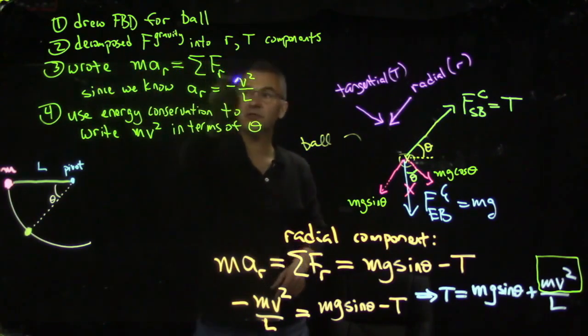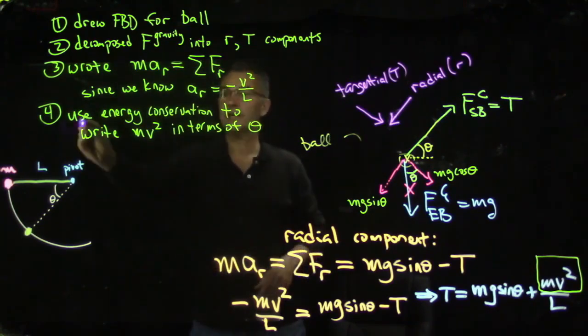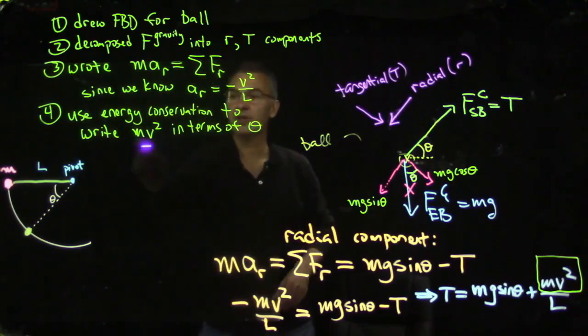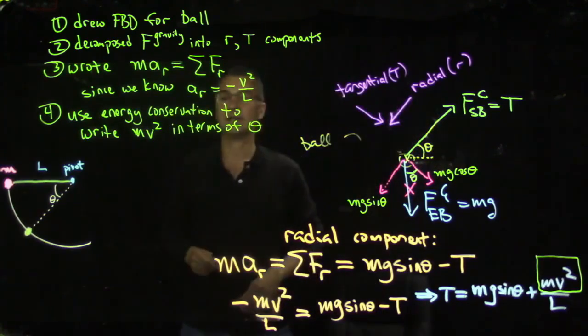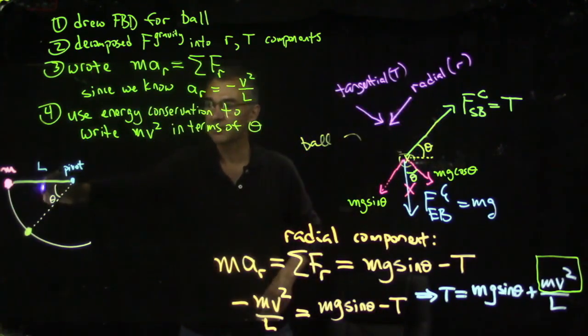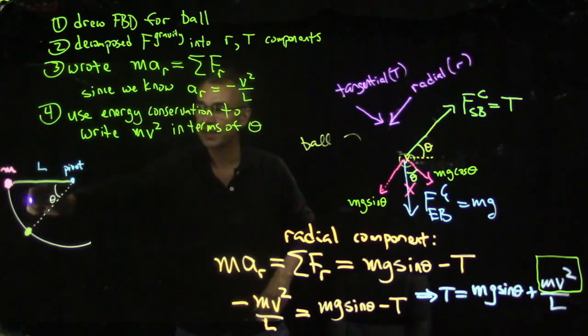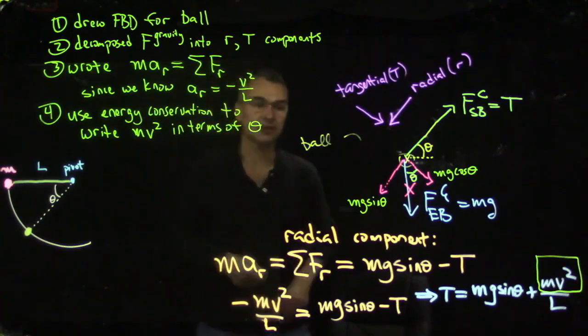So mass times acceleration in the radial direction is the sum of forces in the radial direction. And it makes sense to do that because we know the acceleration in the radial direction is minus v squared over L. Then the next step is we're going to use energy conservation to write this mv squared factor in terms of the angle theta, because somehow the angle theta tells us how far down we are from the horizontal, and that will tell us how much kinetic energy we gained after losing some amount of gravitational potential energy. So let's do that next.